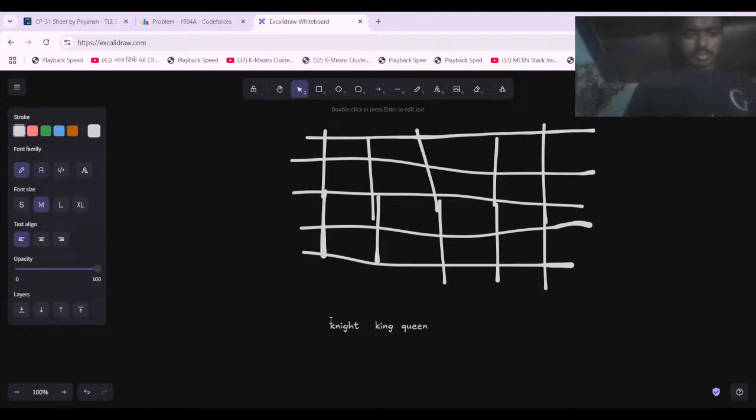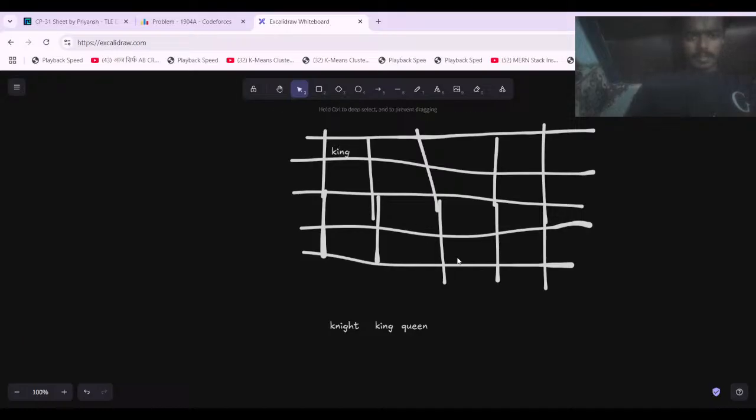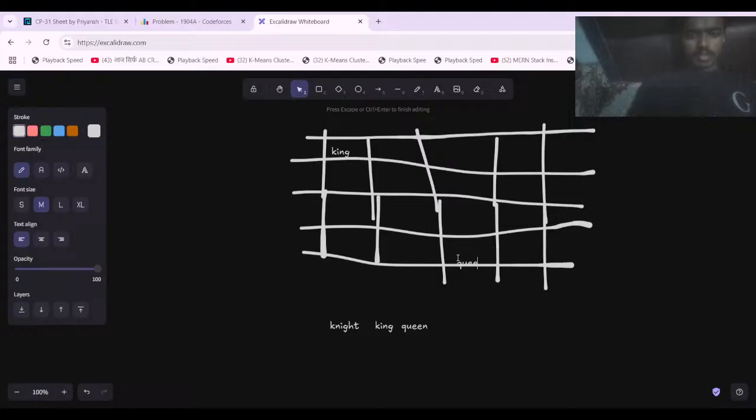So let's say maybe this was where the king was placed, same color, right? And let's maybe say this was where the king was placed, here. And the queen, here the queen. And if you are familiar with chess, that's how it happens.